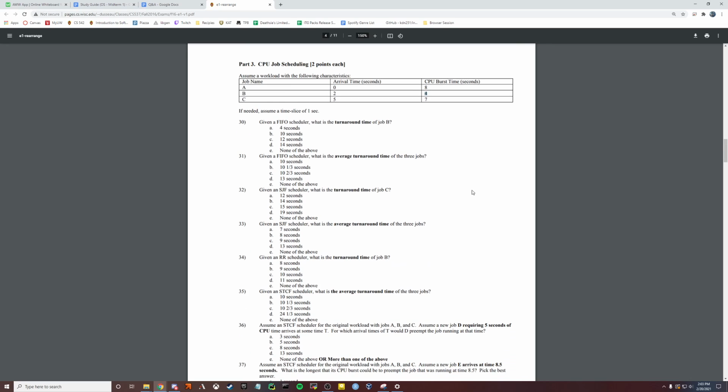Given a FIFO scheduler, what is the average turnaround time of these 3 jobs? We're assuming that B is 10 seconds. A is 8 seconds, and then 12 plus 7 is 19, minus 5 is 14. So we have 8 plus 10 plus 14, which is 32. 32 divided by 3 is either 10 and 1/3 or 10 and 2/3. 10 and 2/3.